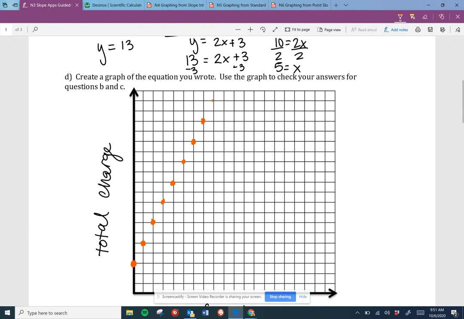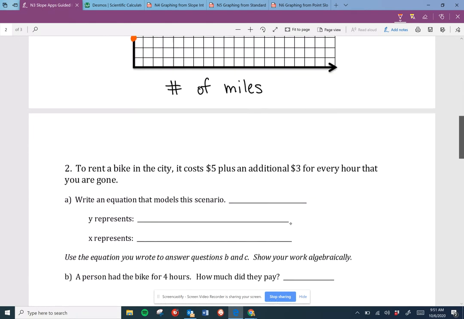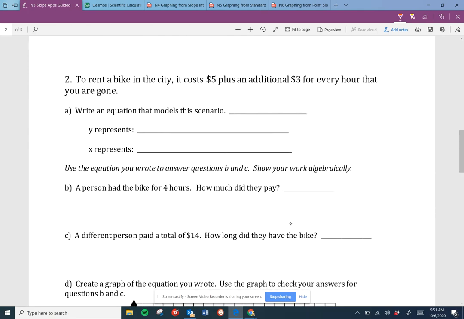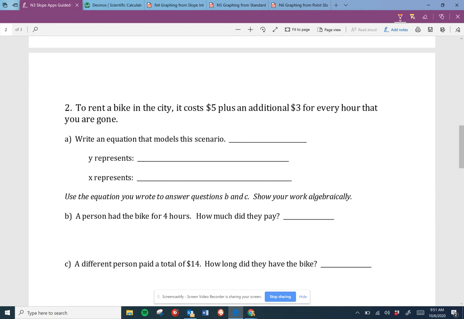Okay, so for the next equation, we're going to do the same thing. We need to identify the m and the b in our equation. So what is m going to equal? What is b going to equal? To rent a bike in the city costs $5 plus an additional $3 for every hour you're gone.